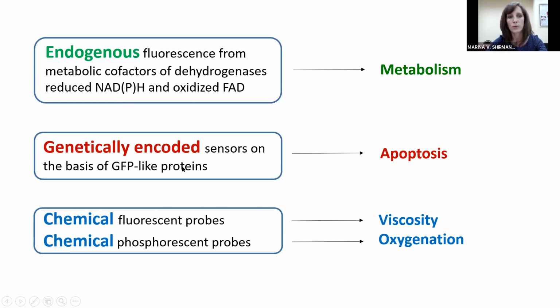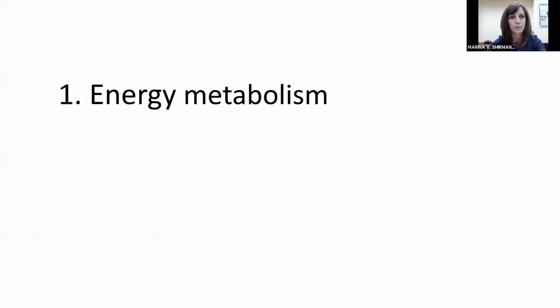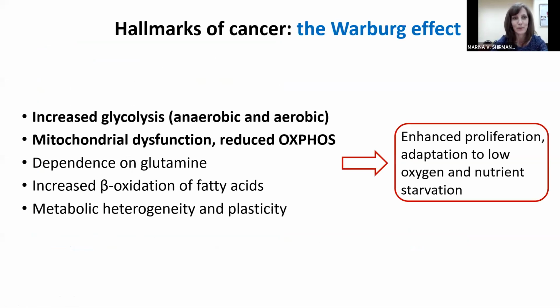We also can use genetically encoded sensors on the basis of well-known GFP-like proteins. We use such a sensor to detect apoptotic cells. And we also have synthetic dyes, chemical fluorescent probes to measure viscosity of plasma membranes, and a chemical phosphorescent probe to measure oxygen. So the first thing I would like to discuss a little bit is energy metabolism.